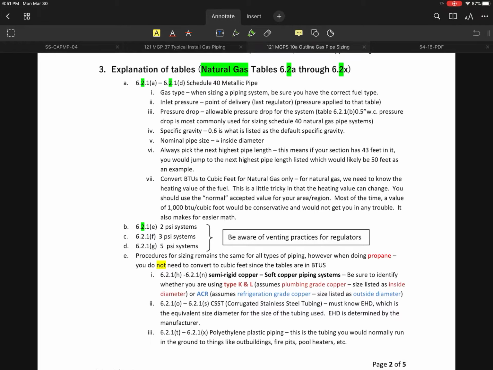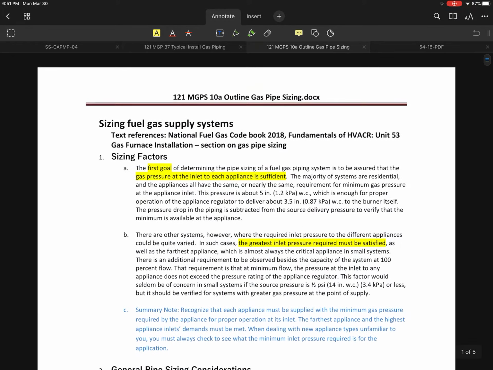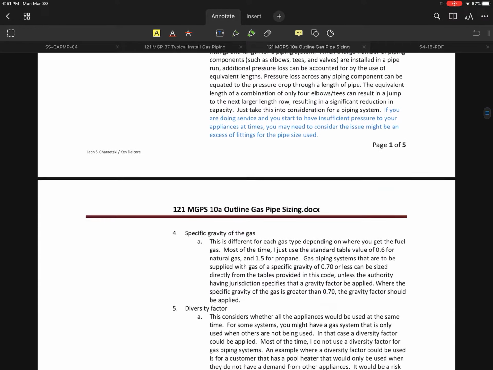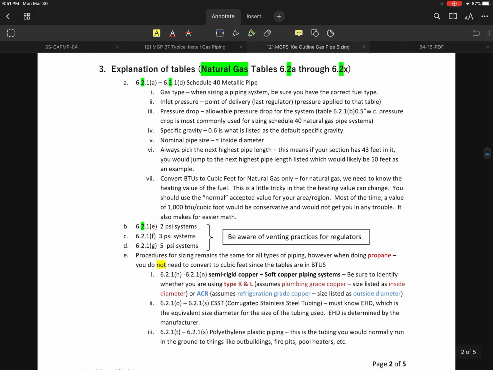Hey guys, we're going to go through a little explanation of the tables that are in the National Fuel Gas Code book. I'm going to be going out of the outline again and specifically talking about item number 3, which is the explanation of the tables of natural gas. All of those tables are going to be identified in 6.2.1A through 6.2 all the way to X, and I'll show you exactly where those are.